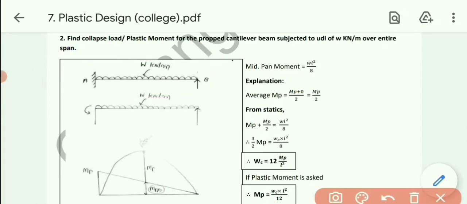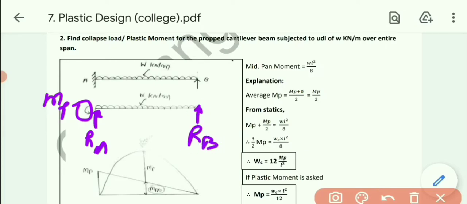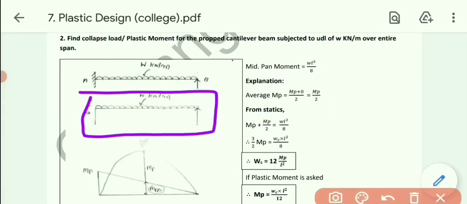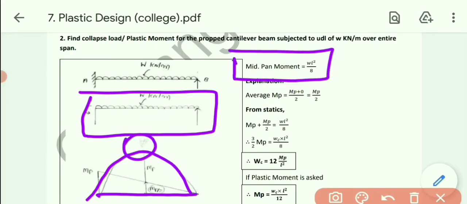So first let's remove the redundant. Like the previous one, the moment will be released over here, with vertical reaction RA, or we can say VA, and this one will be RB or VB. First let's draw the diagram for the simply supported beam with UDL over the entire span. The formula will be WL square by 8, so the mid span moment is WL square by 8.